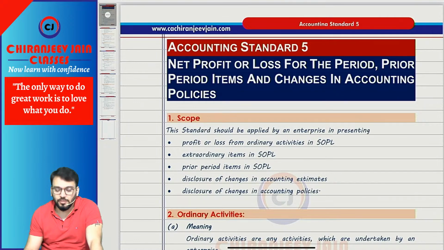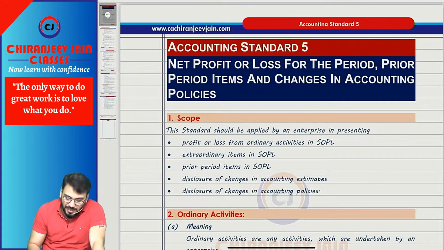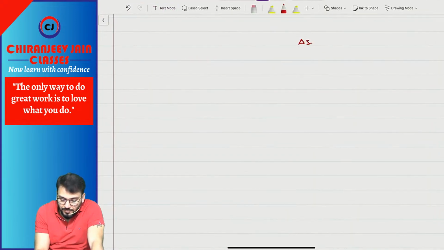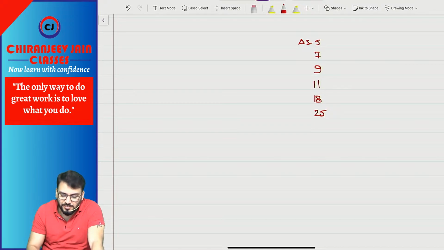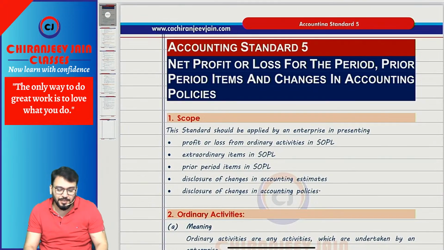So today we'll take which accounting standard? AS5, AS5, AS7, AS9, 11, 18, and 25 if time permits. Okay, chalo. So let us do the revision. So let us start with AS5.